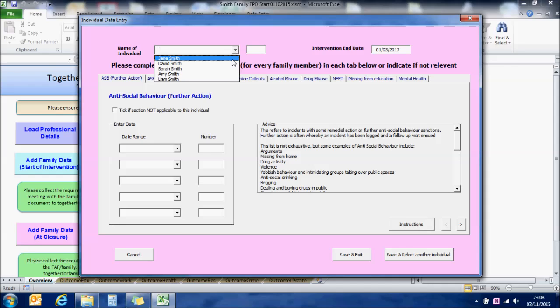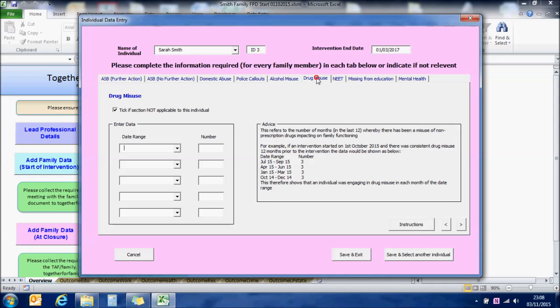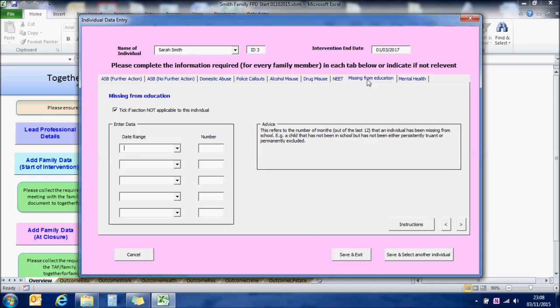Again, we have started to input the closure data for Sarah. As you can see, as we make our way through the tabs, all of them have been marked as not applicable. When completing the start data, we referenced that Sarah has struggled with anxiety and depression for many years, however was not receiving support. Through the intervention, Sarah was encouraged to engage with other services and has been receiving regular support for this since April 2016. This data can be seen on screen now. Now that the individual data has been entered, we can press Save and Exit and the individual data at point of closure is now complete.